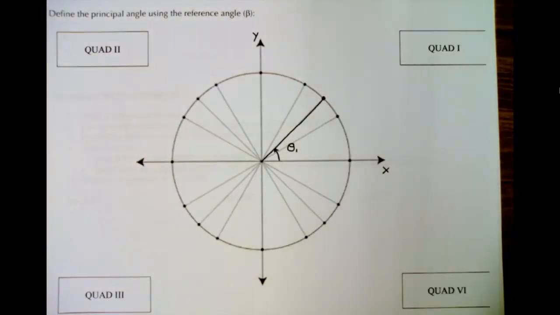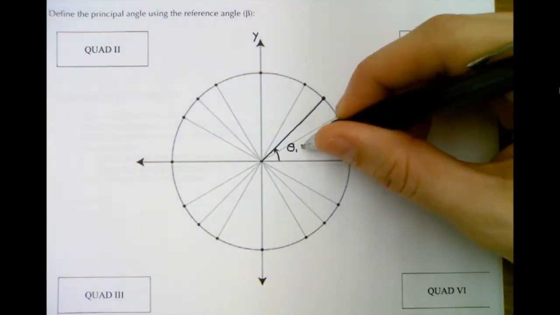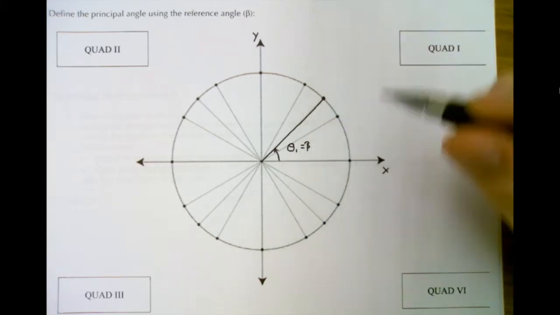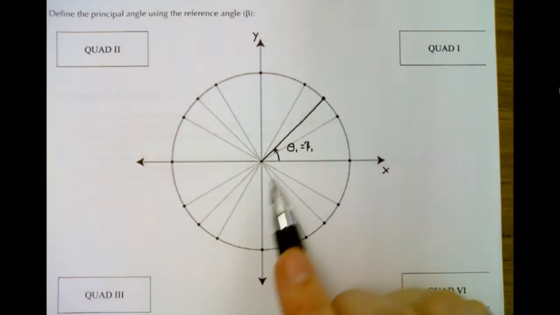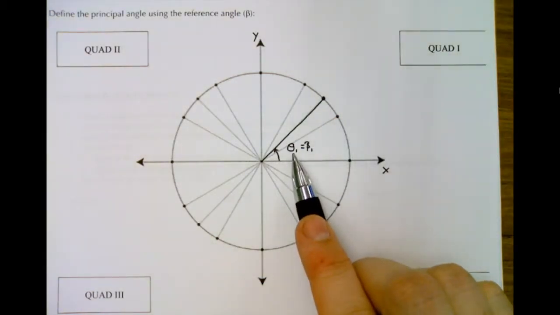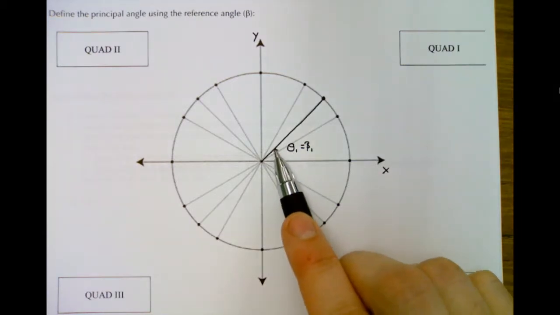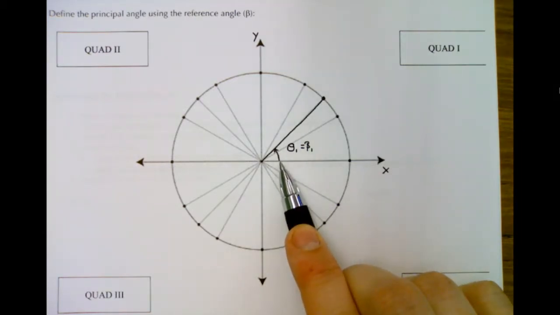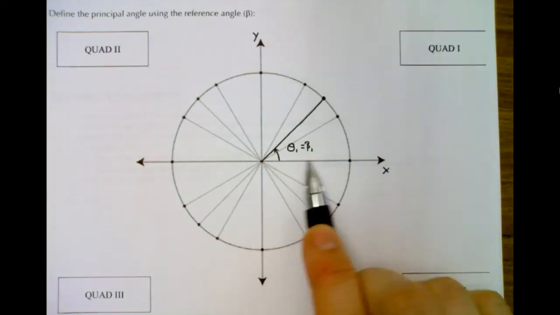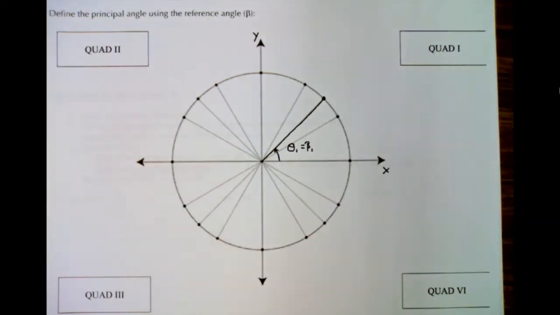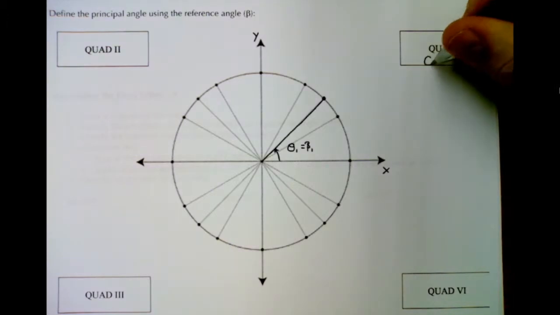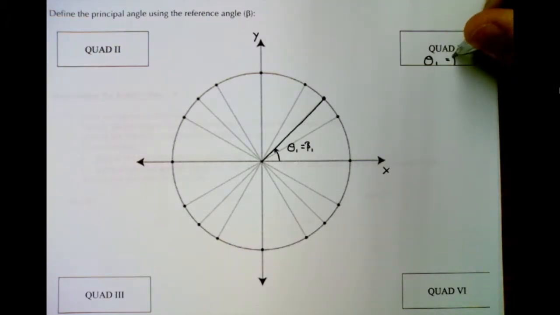We talked in the last lesson about how in the first quadrant, theta and beta are equivalent. The related acute angle and the angle from standard position are the same angle, because remember, the related acute angle goes from terminal arm to initial arm, from terminal arm to x-axis, and in this case it's in the same quadrant as the initial arm. So in quadrant 1, theta is beta.